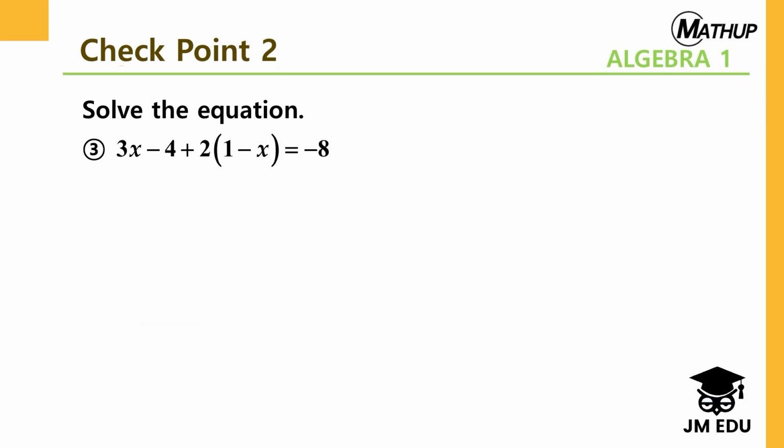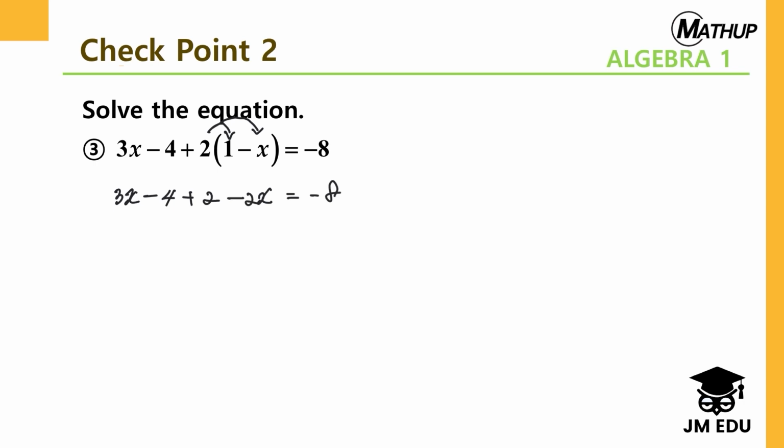Number 3, if we have a parenthesis, then we have to eliminate this parenthesis first. So let's try that. We have a 3x minus 4 and plus 2 times 1, that's 2, and 2 times minus x, that's minus 2x, and that is equal to negative 8.